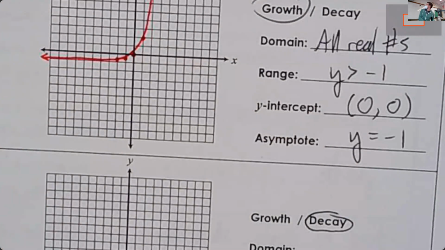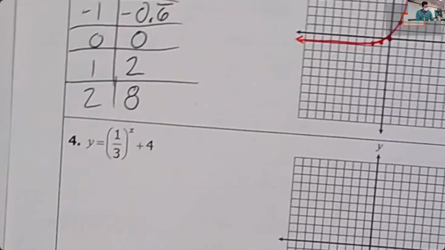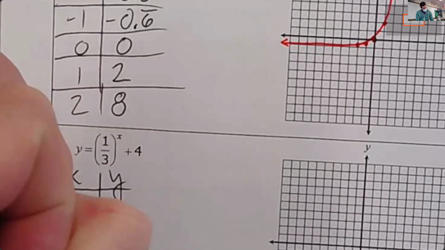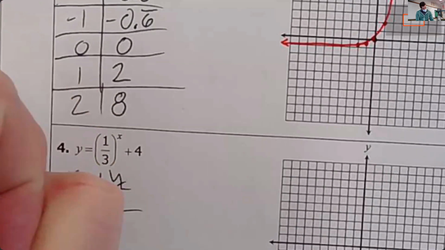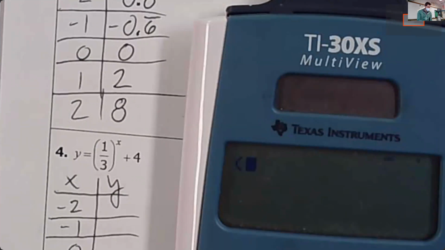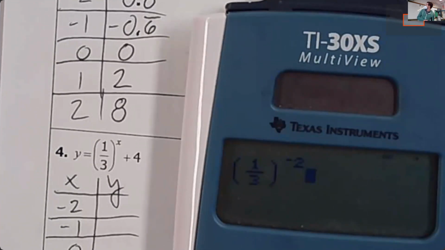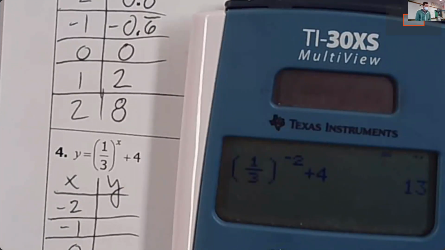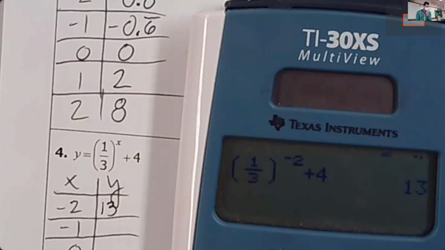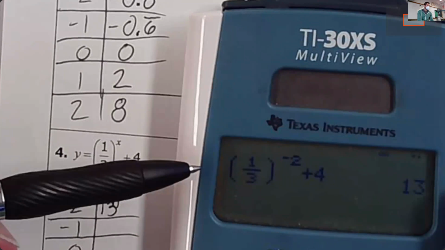All right. Then we're going to set up our table of values. X, y. With our 5 numbers, -2, -1, 0, 1, and 2. And we're going to go ahead and start plugging things in. So parentheses, fraction, 1/3. Close the parentheses to the -2 power. Go over, and then +4. 13. So -2, 13.